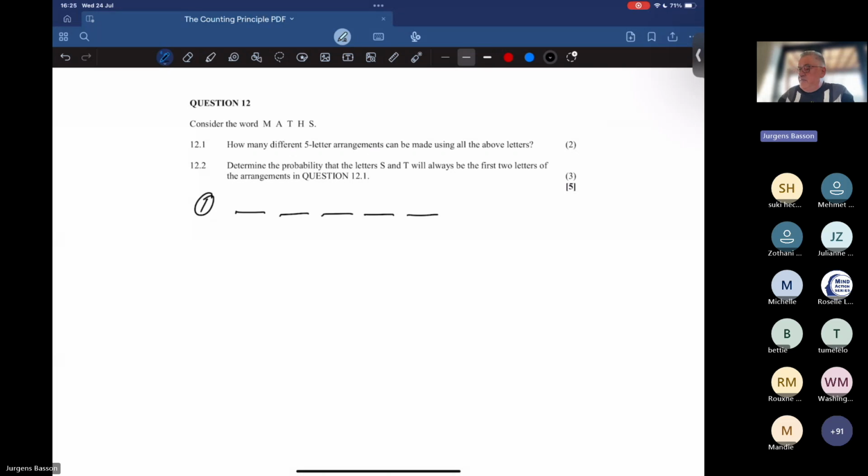We've got 5 letters, 5 positions. They can't repeat. 5, 4, 3, 2, 1, and that gives us 5 factorial. When we do the second one, please take note, it's a probability question. Now, the moment I see probability, I would like my denominator. And you agree that is number 1 when we multiply those. So the denominator, 5 factorial. We now need to find the numerator. That is what we want now.